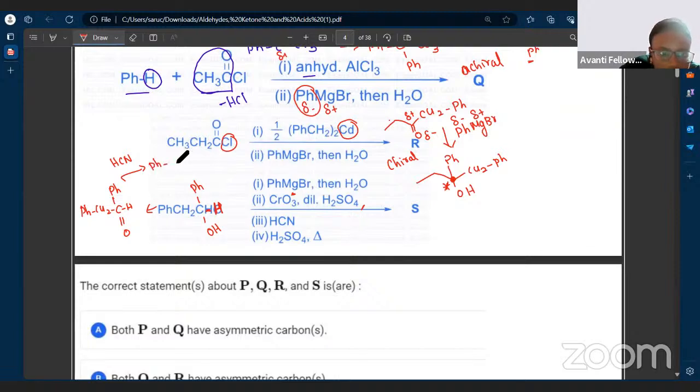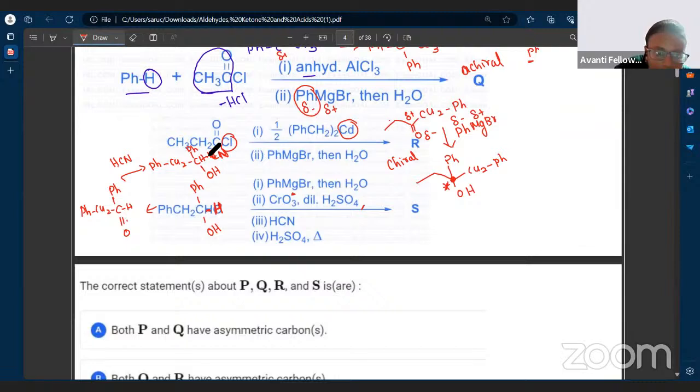We'll be getting PhCH2Ph, hydrogen. Oxygen will take up hydrogen to form OH. And this part will get converted to cyanide because it is a nucleophilic addition reaction. So OH will be added in one part and CN will be added in another part.